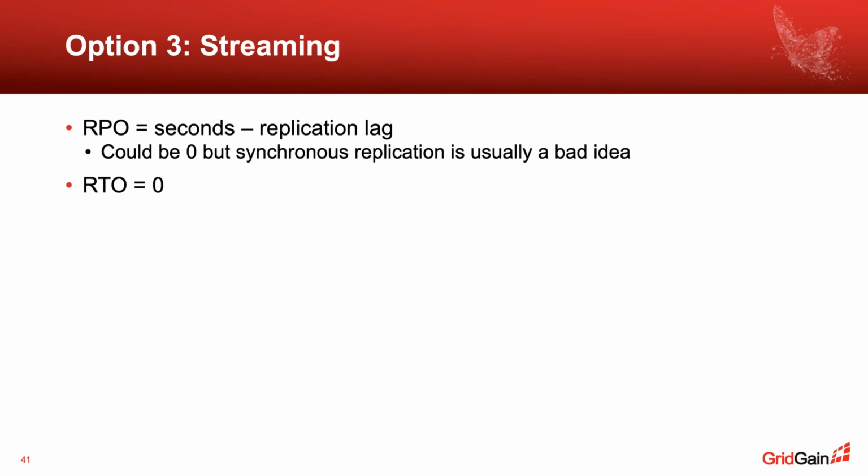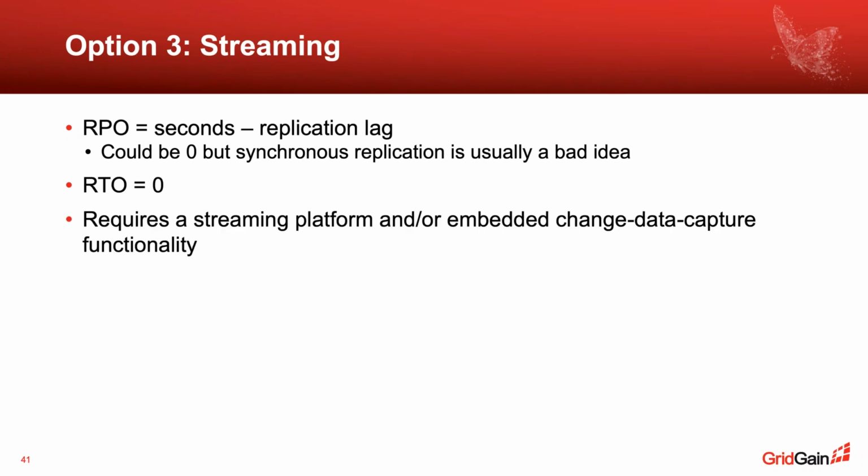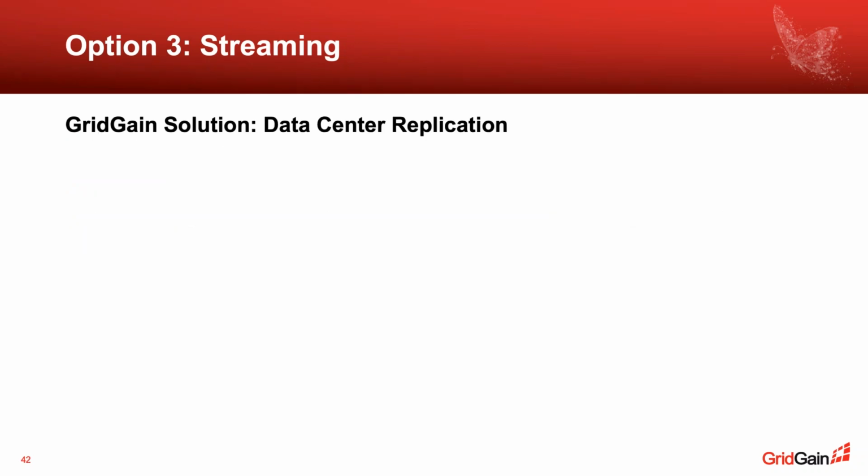We have a standby system which is receiving the data being streamed, and obviously this requires some way of doing streaming or change data capture for your system. And with GridGain, the first option I would like to talk about for streaming is data center replication.